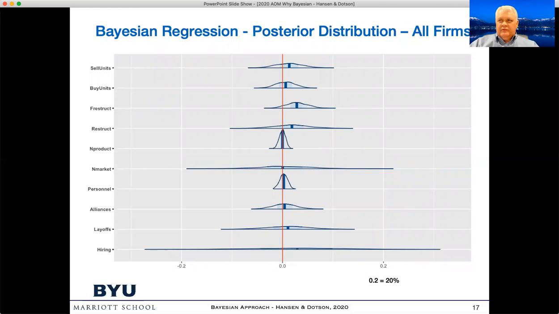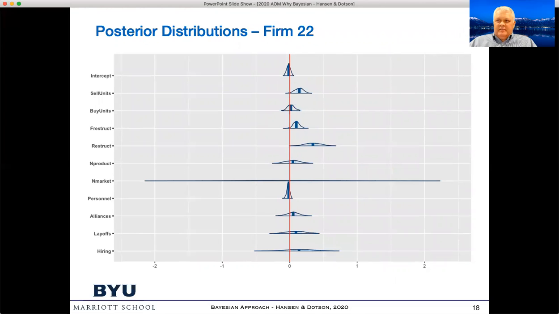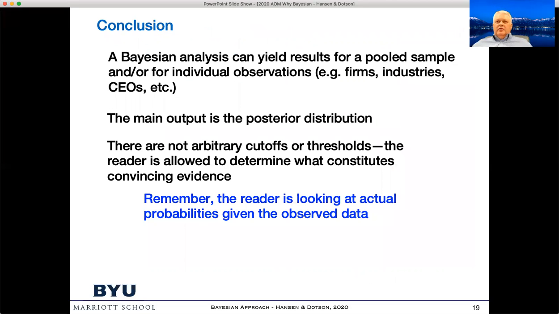Now, you've seen this slide before. This is a posterior distribution for all firms in the sample, showing how, as a whole, all 42 firms perform with regard to the strategic actions that we've measured. And here you see the same thing, a posterior distribution for firm 22. Now you could show this for every firm. I would suggest putting that in an appendix, but you can show how every firm did on every parameter in the model.